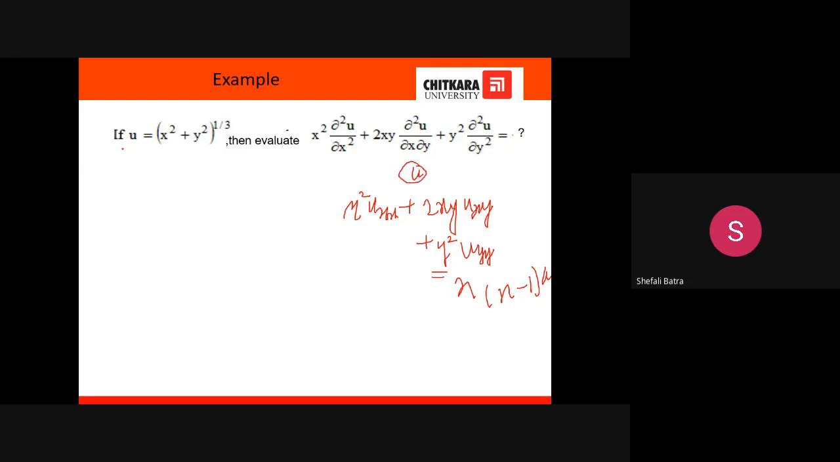So now this is your function, right? Tell me whether it is homogeneous or not. If it is homogeneous, then what is the degree? Ma'am, it is homogeneous. Then the degree is what? Ma'am, 2 by 3. So you can directly put it here: 2 by 3 into 2 by 3 minus 1 times u, using the extension of Euler's theorem.